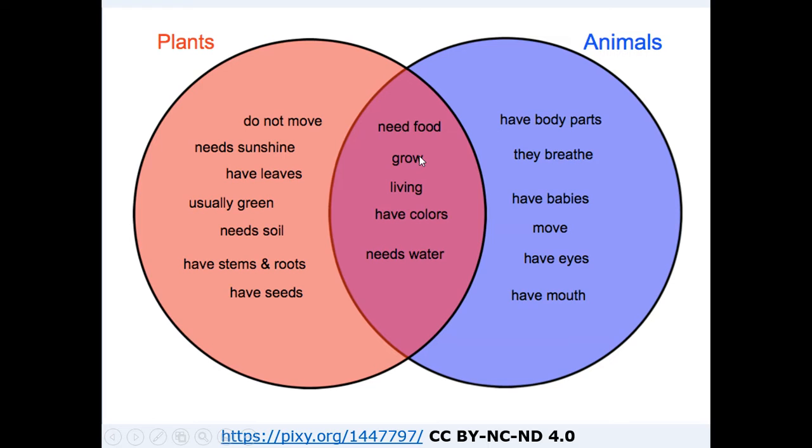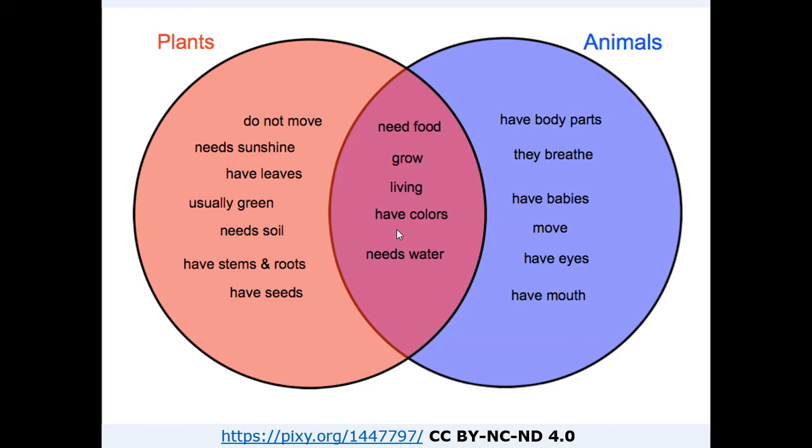And the interesting thing about a Venn diagram is what you do is you overlap the circles. And you can see this in this purple section in the middle. These are things that are true of both plants and animals. So need food, grow, are alive, have colours, need water to live. These are all things that are true of plants and animals. So that goes in the middle section. So that's what a Venn diagram is.